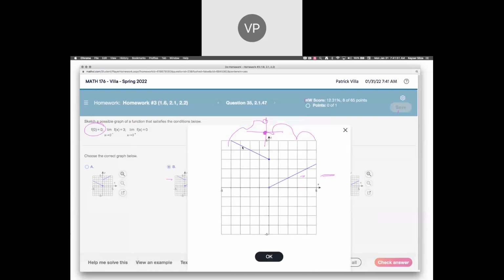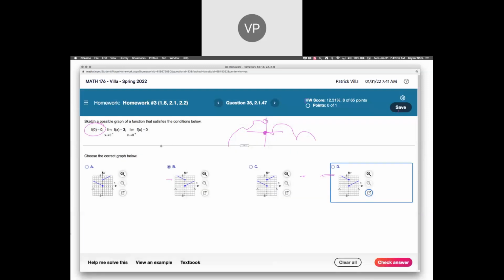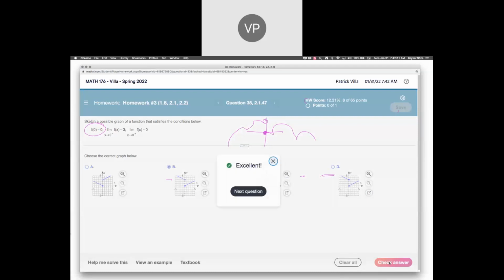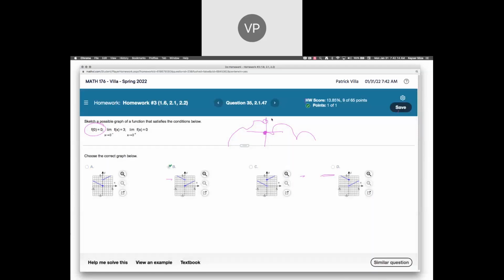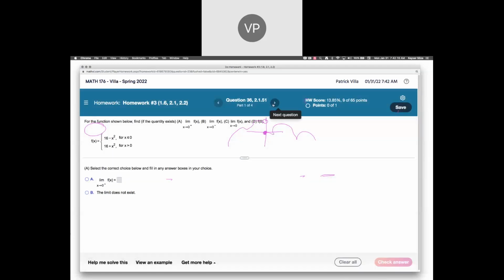Now the tricky one is D here. Okay, from the left, it is approaching the y value of 3. That's confirmed. From the right, it's approaching a y value of 0. That's confirmed. But look at where the dot is. F of 0 is at 3. Everything is right on this last one except this one that I have circled. That's our mistake. So our answer is B, I believe, and we're good here with number 35.